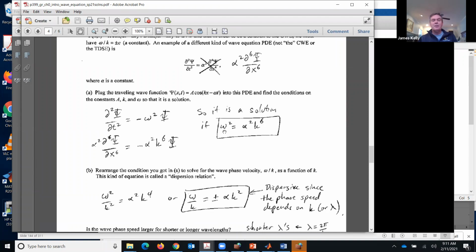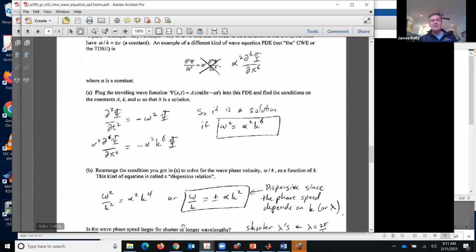So since I have an omega squared on this side, I'm going to divide both sides by k squared and then take plus or minus the square root of everything. And I get that omega over k is plus or minus alpha times k squared. So if we think of the magnitude of omega over k as the phase speed, that's how fast those peaks and valleys move to the left or to the right. The plus or minus is telling us whether it moves left or right. And it increases with increasing k, right? As k gets bigger, omega over k gets bigger.